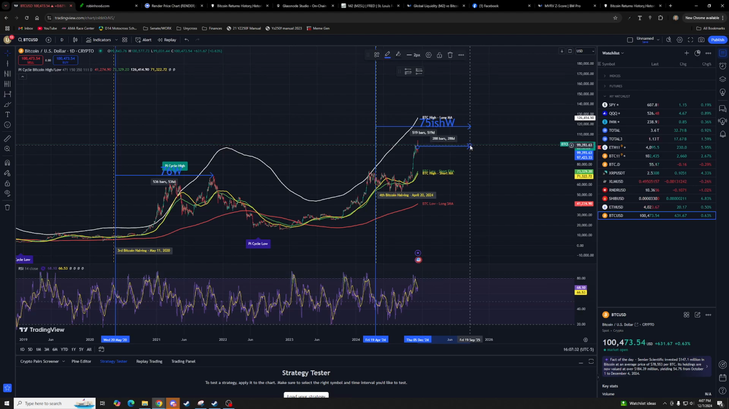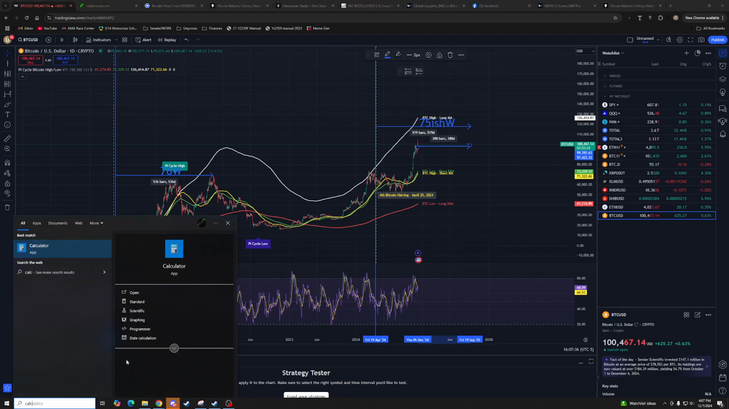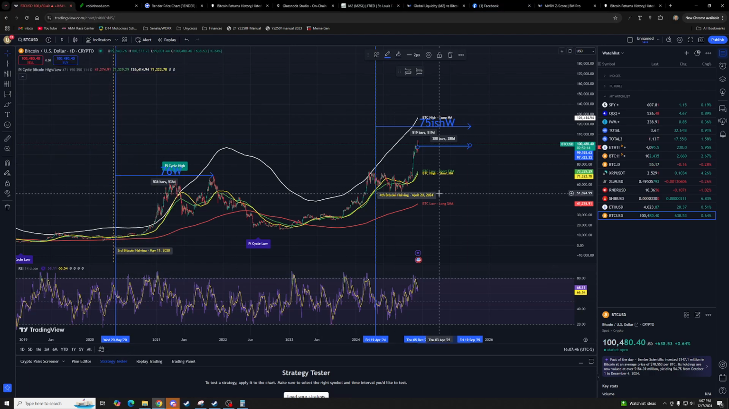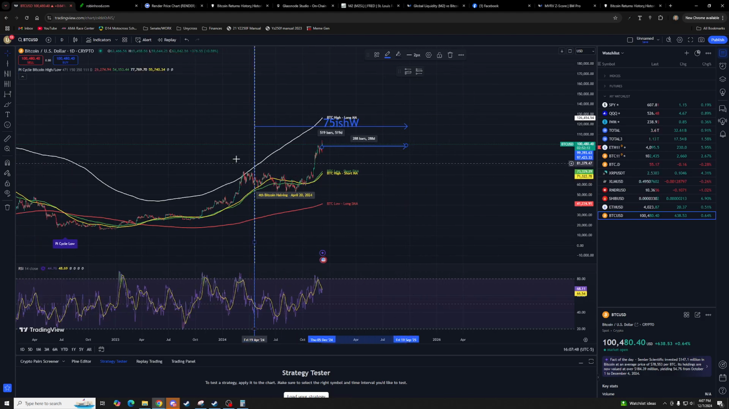Okay, so 288 days roughly is what this is saying. Now again, you should never swear by one thing. Okay, 288 divided by 7, 41 weeks is what I'm seeing. So best case scenario with previous trends, we have roughly 41 weeks left in this cycle.